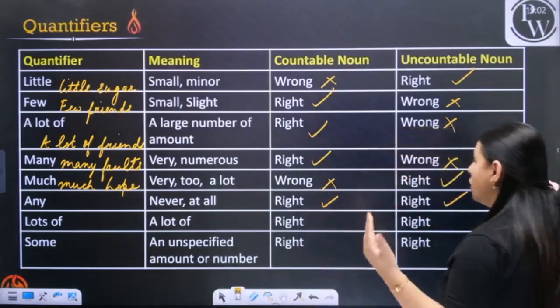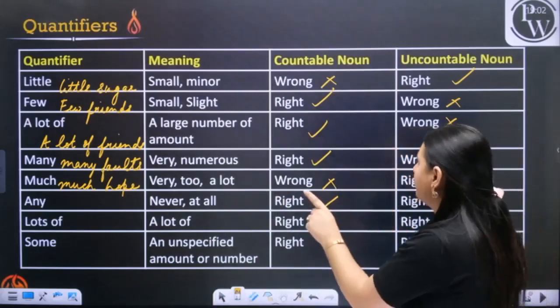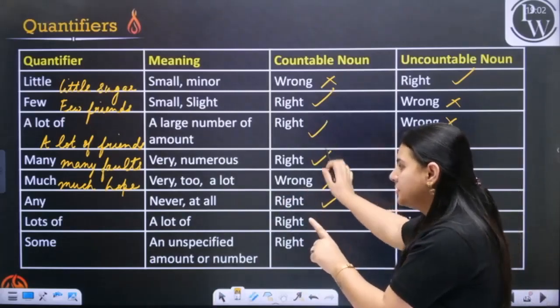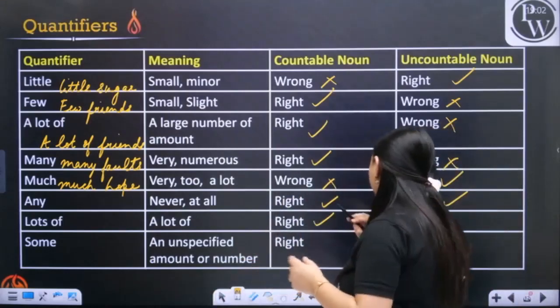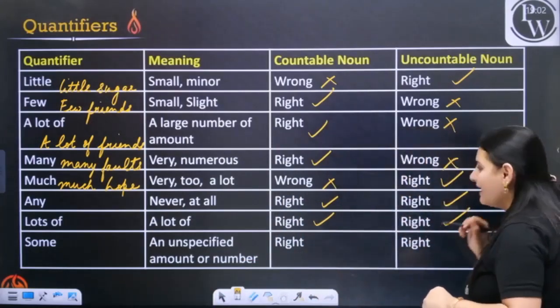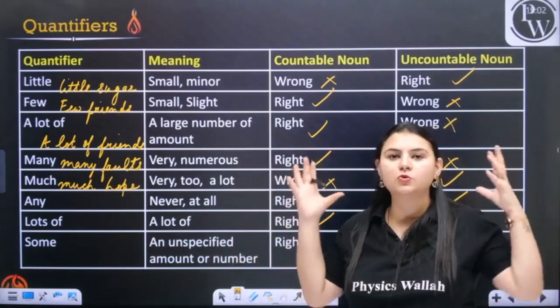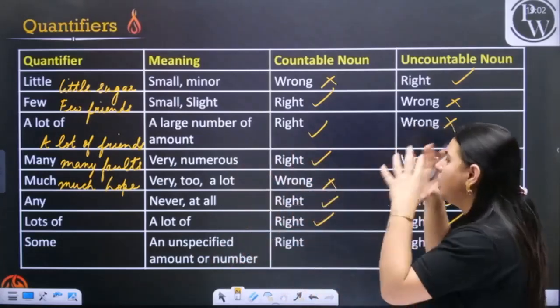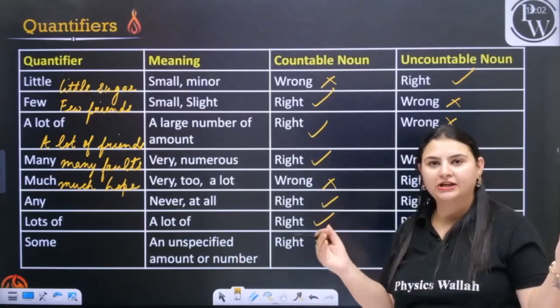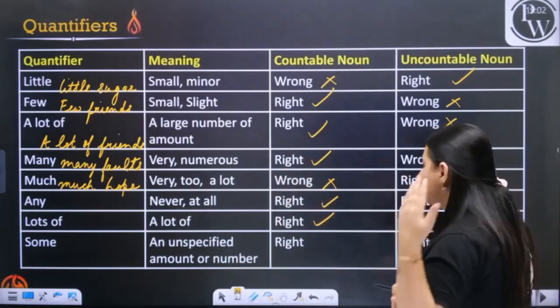Now, similarly, lots of. Now, a lot of is used with countable, but lots of can be used with both countable and uncountable. Lots of means, you know, huge quantity. It means a lot of. It means a huge quantity. Lots of.